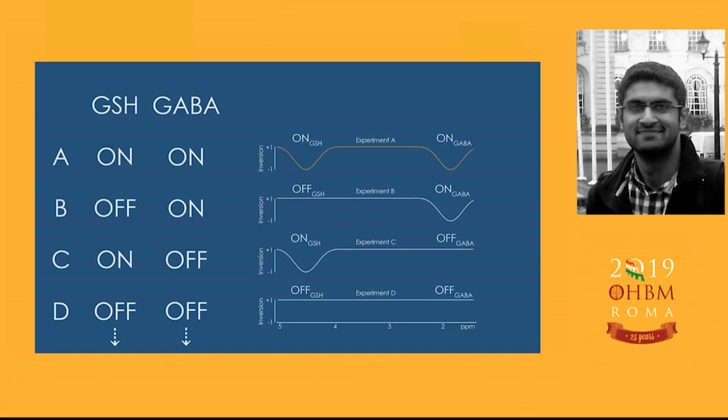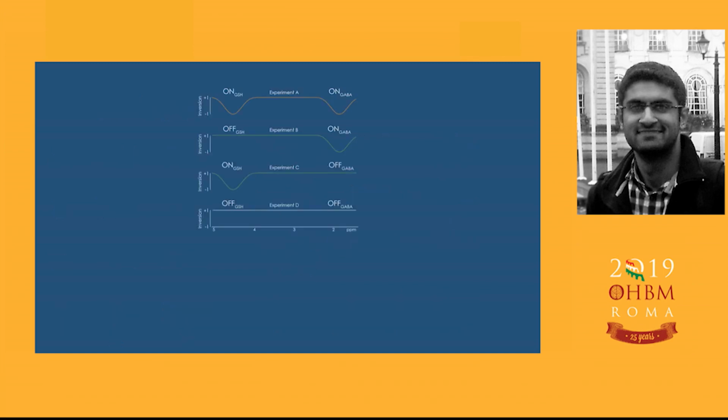In experiment D, you don't apply any editing pulse. In experiment C, you apply the editing pulse at 4.56 ppm for glutathione editing. Experiment B, apply the editing pulse at 1.9 ppm for GABA editing. And experiment A, you apply a dual lobe editing pulse for GABA and glutathione editing simultaneously. So the question comes in, how do we get GABA and glutathione edited spectra from this method?